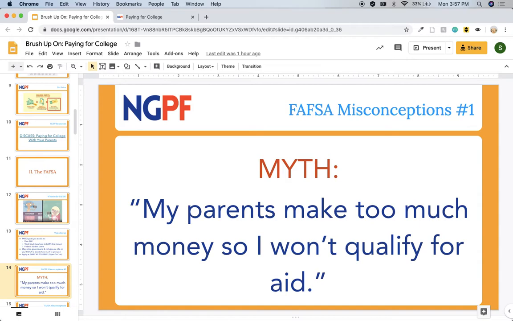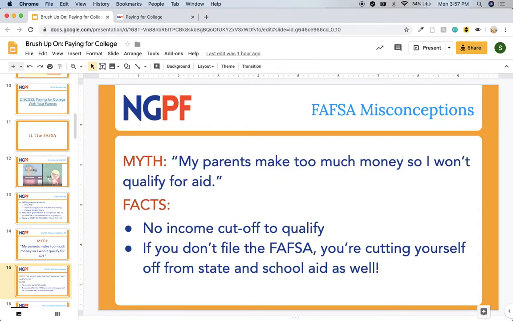So I wanted to break down some FAFSA misconceptions that you've probably heard from some of your students. So FAFSA misconception 1 is my parents make too much money, so I won't qualify for aid. So they make too much, their income is too high. So the facts are actually that there's no income cutoff to qualify for federal student aid. And if you don't file the FAFSA, you're just cutting yourself off from any state and school aid that you might receive if you were to submit the FAFSA. So, if students have any income requirement concerns, they just don't have to worry about that actually.